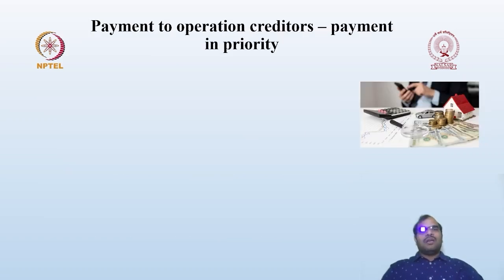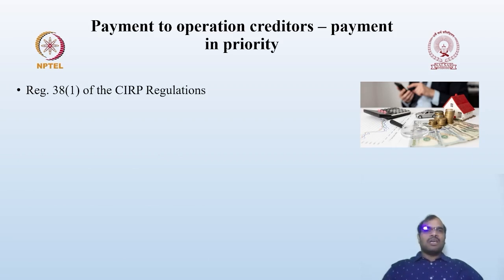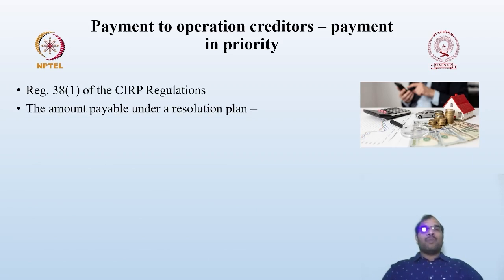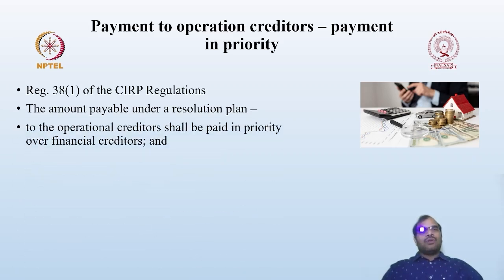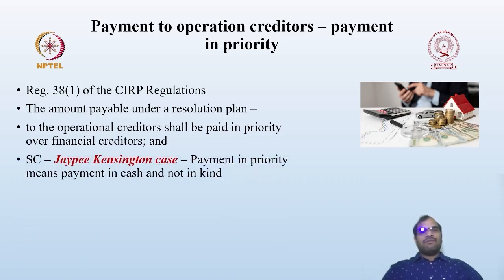Then payment to operational creditors, payment in priority. This section further provides that you are supposed to make the payment in priority, before making payment to other people. If you observe Regulation 38 of the CIRP Regulations, the amount payable under the resolution plan to the operational creditor shall be paid in priority over the financial creditor. So when you are making payment to the financial creditor, the amount payable to the operational creditor must be in priority over the financial creditors.